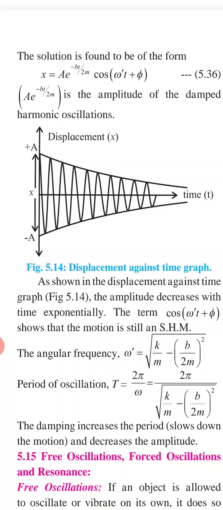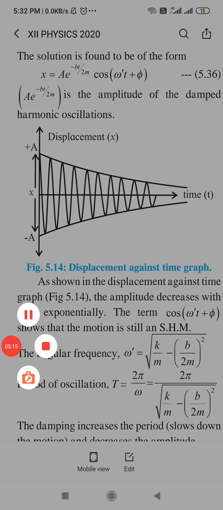So the angular frequency omega dash is equal to what? Under root k upon m minus b upon 2m, bracket square. That is your angular frequency, and the period of oscillation T is equal to 2 pi upon omega dash, where omega dash is the same term we have seen, the angular frequency, equal to under root k upon m minus b upon twice m, bracket square. So damping increases the period, which slows down the motion and decreases the amplitude. As time increases, its amplitude will decrease.